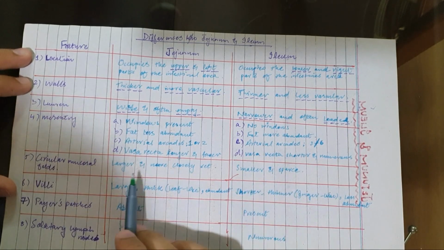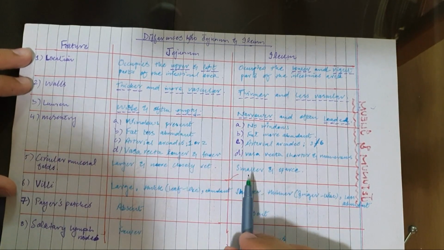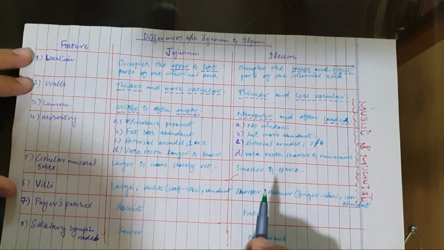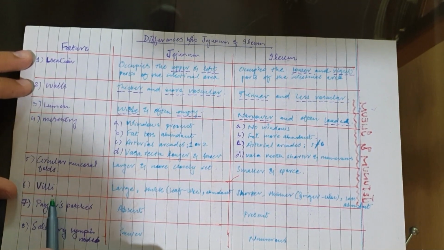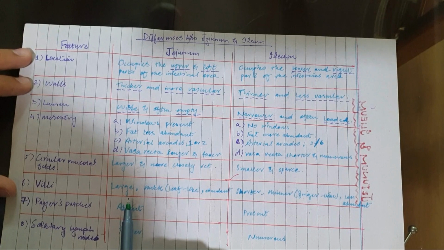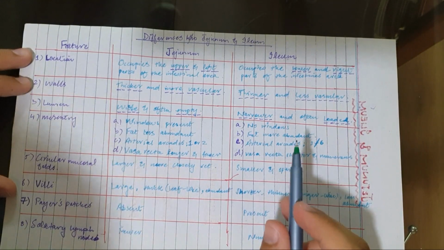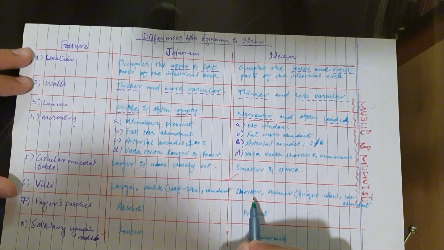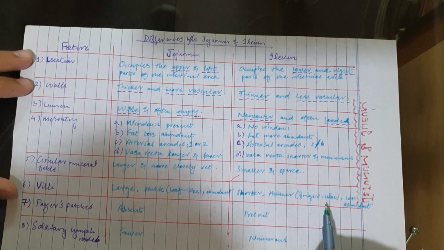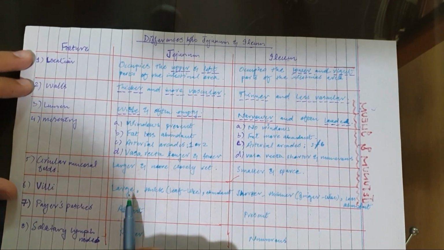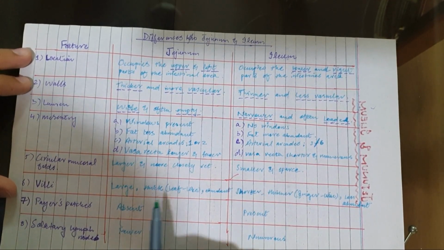The mucosal folds are larger and more closely set in the jejunum, whereas in the ileum they are smaller and less in number. Now talking about the villi. Villi are large in size, abundant, meaning more in number, and thick, meaning leaf-like. Similarly, in the ileum, they are shorter, thinner, meaning finger-like, and less abundant. This means that more absorption is taking place in the jejunum, so they have more developed, more abundant, thicker and larger villi.